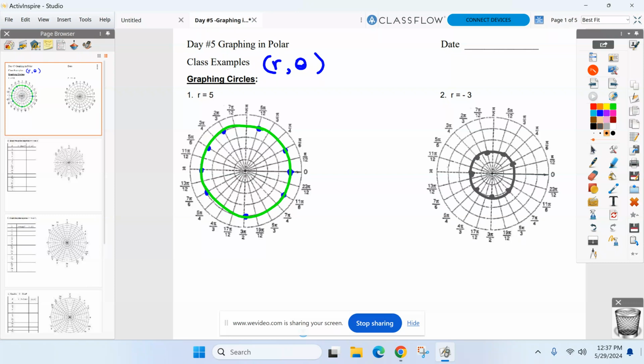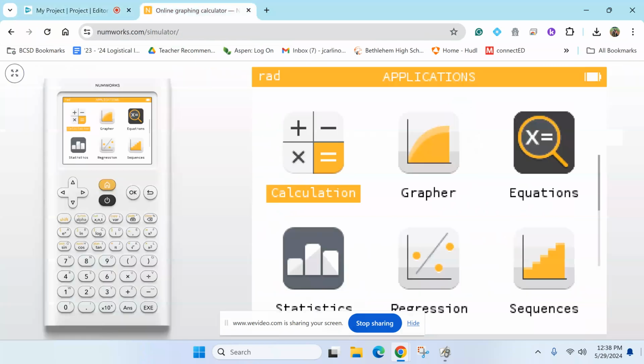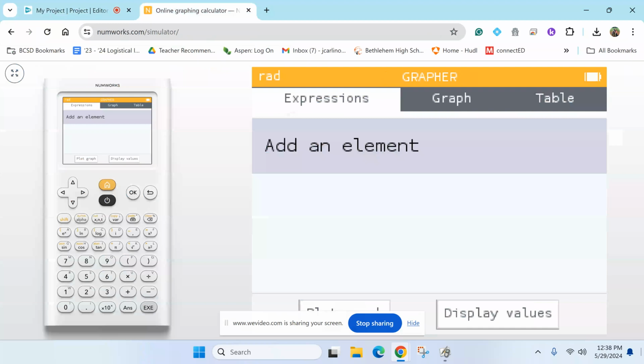Before we move on, unlike the matrices unit, I'm not going to hide how your calculator can help you now. I expect you to check to make sure these graphs look like what they should. So go to your calculator. I've got to show you how to graph in polar on the calculator. I'll do the first one, r equals 5. So everyone go into the grapher. Clear out whatever's there.